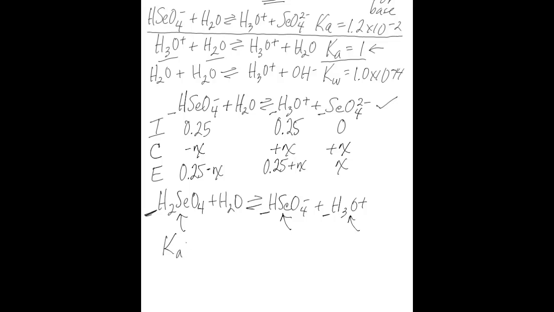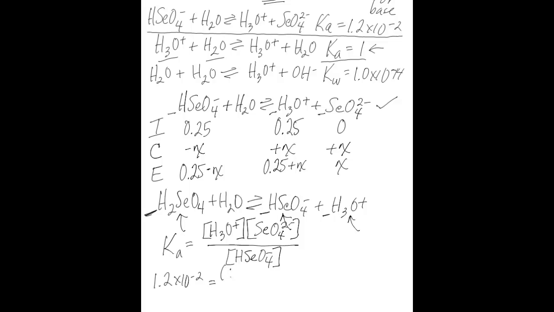So the equilibrium equation is Ka is equal to the concentration of H3O⁺ times the concentration of SeO4²⁻ divided by the concentration of HSeO4⁻. We know that our Ka value is 1.2 times 10 to the negative 2. We can look that up in a table of acid dissociation constants. And then for the concentrations on the right-hand side of the equation, we can substitute in their equilibrium values in terms of x from the ICE table.